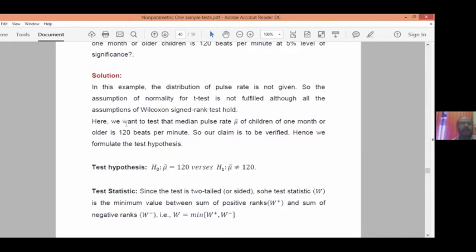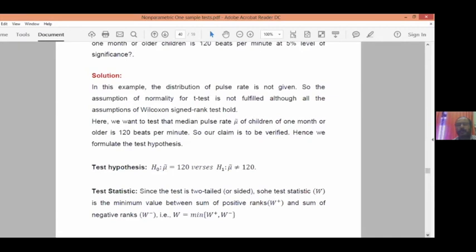We want to test the claim that the median pulse rate, which we define as mu curl, of children of 1 month or older is 120 beats per minute. So the claim is to be verified. We have formulated the test hypothesis: mu curl is 120 versus mu curl is not equal to 120.